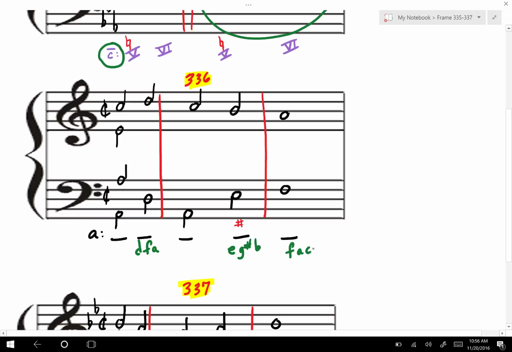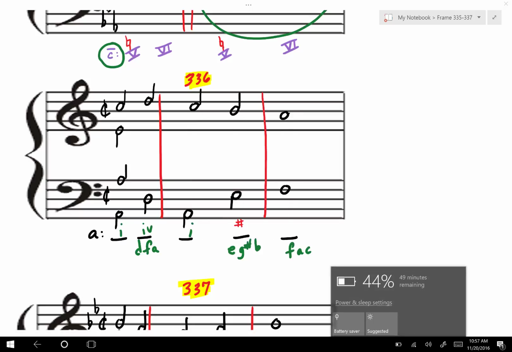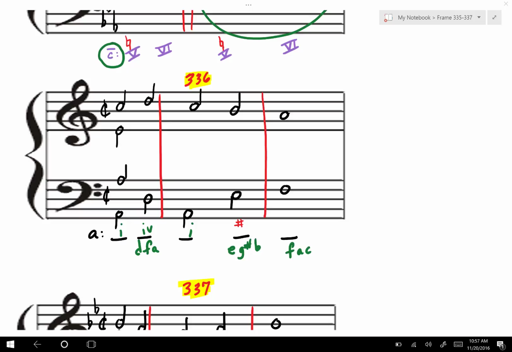Now, let's plug in our Roman numerals. A, C, E, that's a minor 1. D, F, A, root D in the bass, so that's a minor 4. Back to a minor 1. Here, a good indicator with the figured bass sharp that we are using harmonic minor. So it's going to be a capital 5. That's E, G sharp, B, major. And then we're going to end on F, A, C.